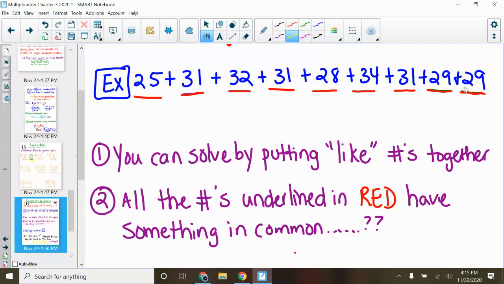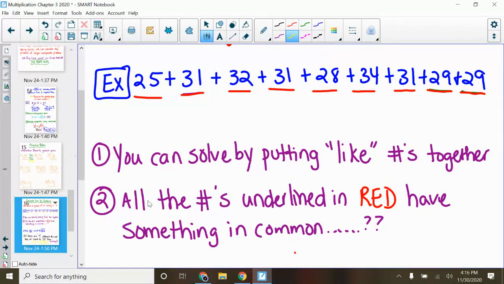If somebody gave you all of those numbers and said, about how much do you think that would add up to be? Well, the easiest way is going to be to cluster them, to put things together that are like each other. So that's where step 1 says you can solve by putting like numbers together. So as you notice, all of these numbers up here have a red line under them. That's because actually all of them have something in common.